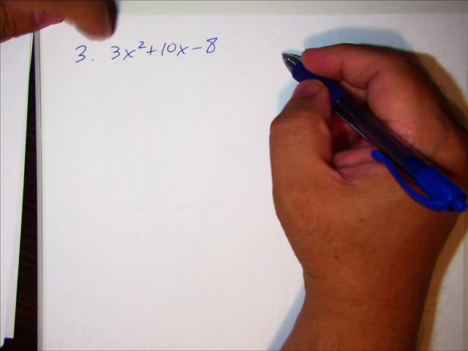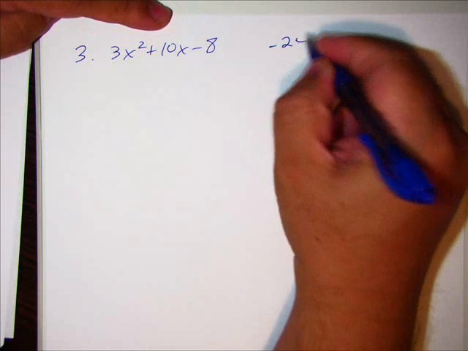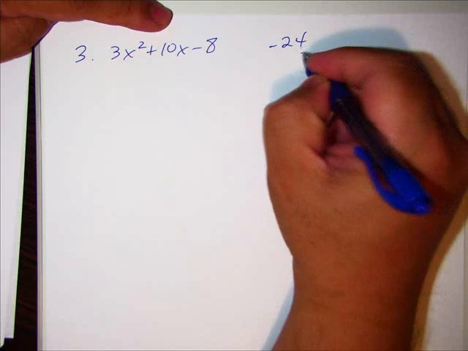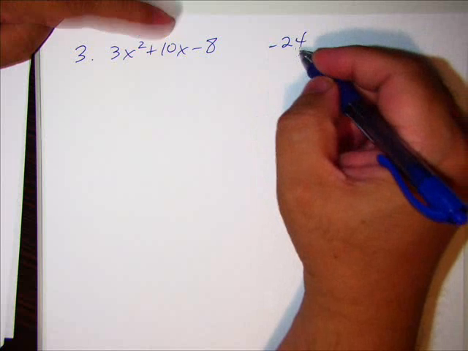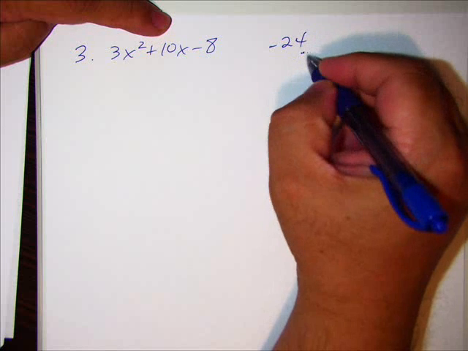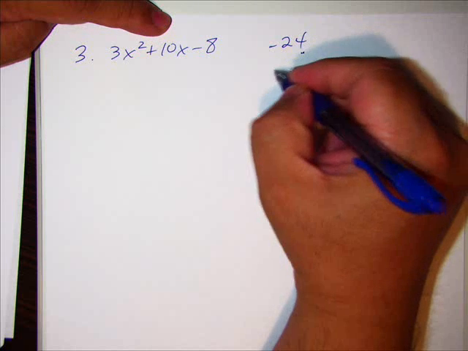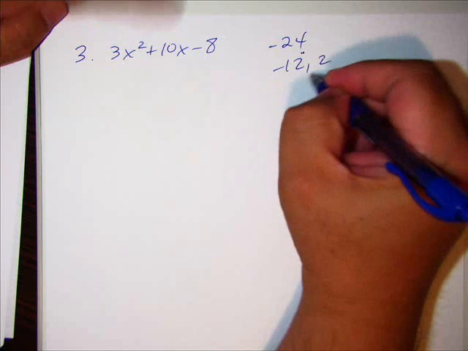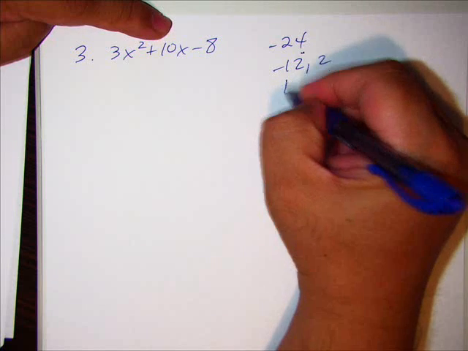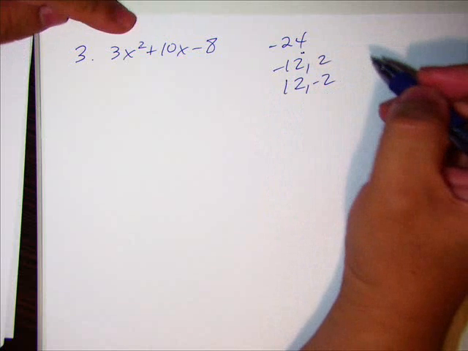So here, 3 times negative 8 is negative 24. What are the factors of negative 24 that combine to make positive 10? This is negative, so it doesn't have to subtract to make positive 10. Let's see. How about negative 12 and positive 2? Nope, signs are wrong. That gives me a negative 10. So we're talking 12 and negative 2.